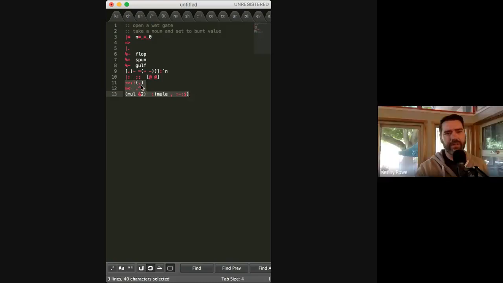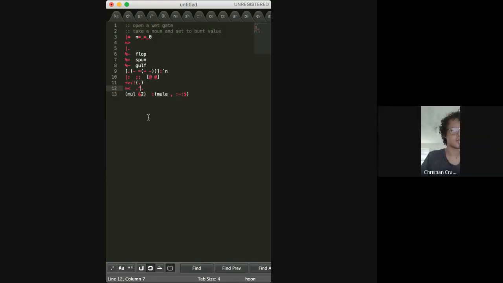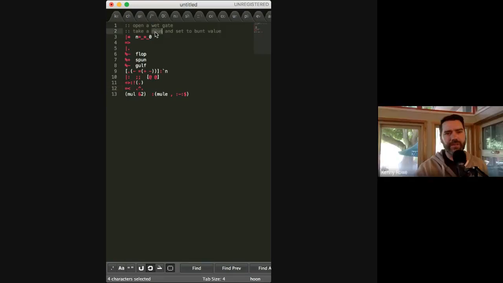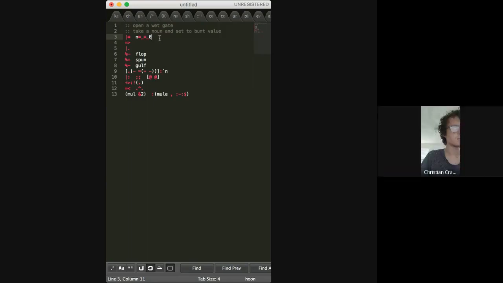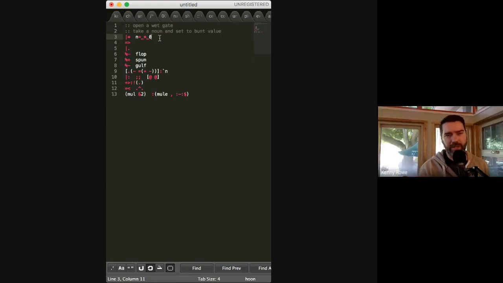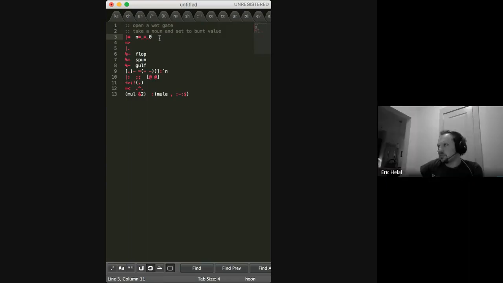Oh, I'm thinking. Cool. Oh, this is pretty. All right. Did my annotation get... is this correct, Rabsif? So it's taking in a noun and setting it to the bunt value. Is that what we're assuming? I think so. But we're not sure why you need a wet gate to do that. You wouldn't, because it's redundant. I don't know that it matters.